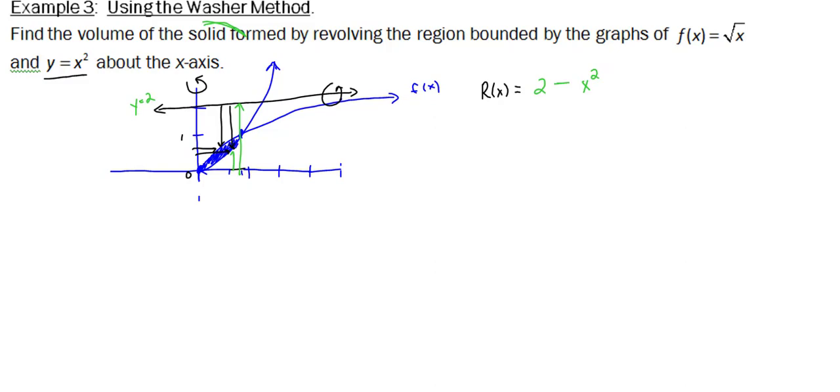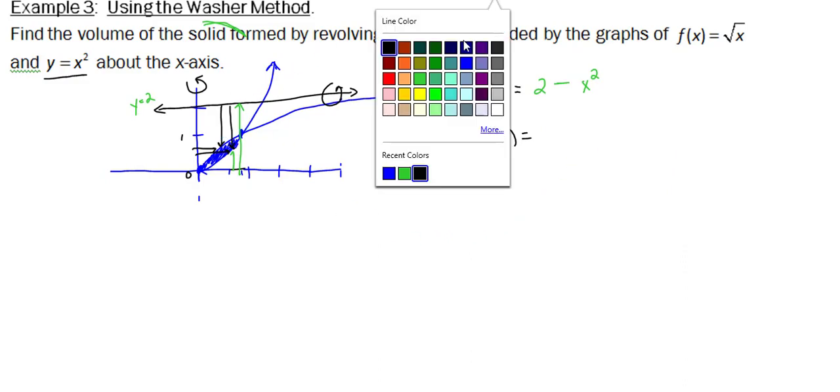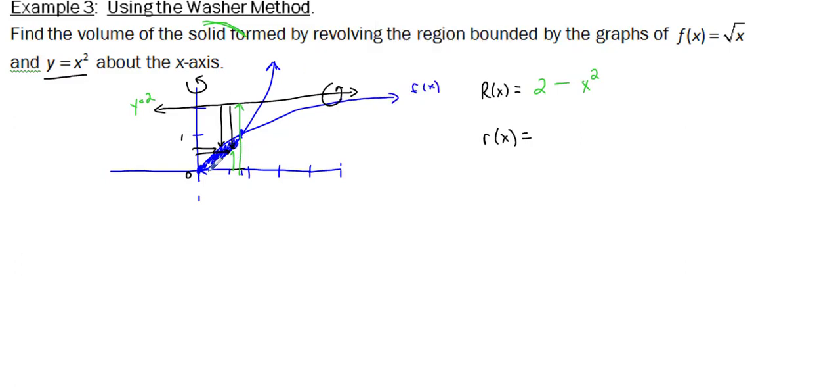And then our little radius, r, that creates that volume to be subtracted out, would be the distance from the axis of revolution to f of x. You take 2 minus this much to get that inner radius. So 2 minus, what would that be? Square root x?